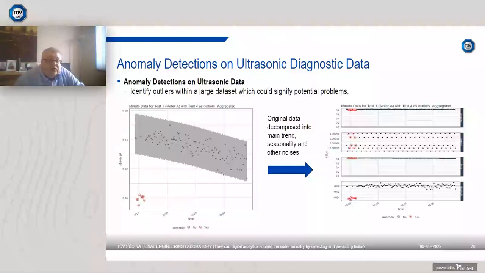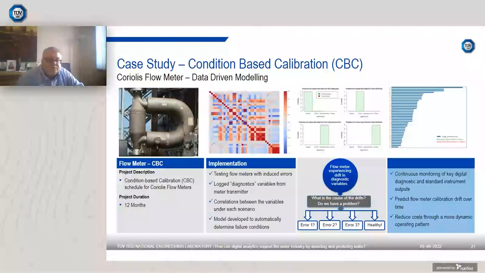Anomaly detection can go on to inform more detailed condition-based monitoring systems, i.e. not just detecting anomalies, but identifying specific faults unique to a given operation. This is another case study that we've looked at, and this is looking at condition-based calibration, where we use the diagnostic data that the flow meters generate to try and examine the calibration period required for that flow meter.